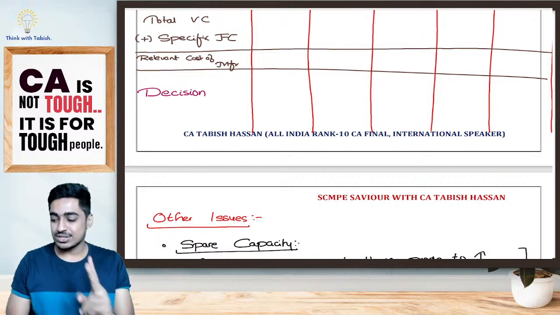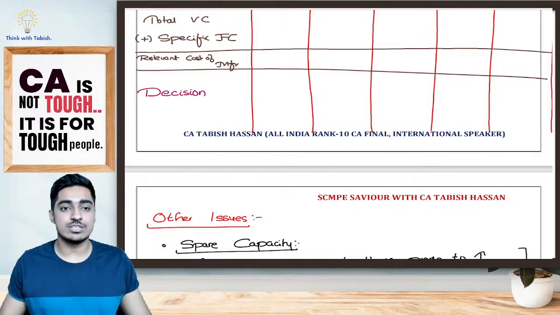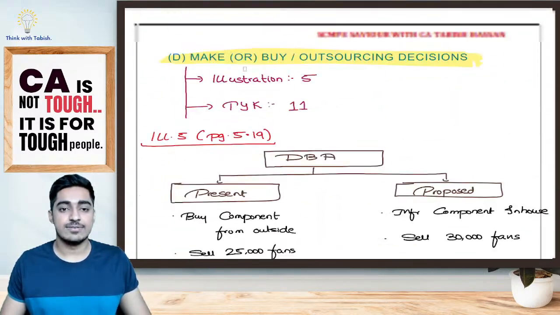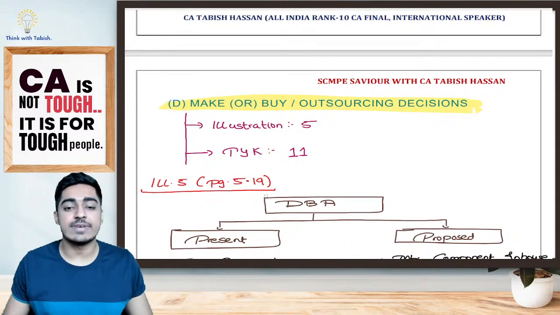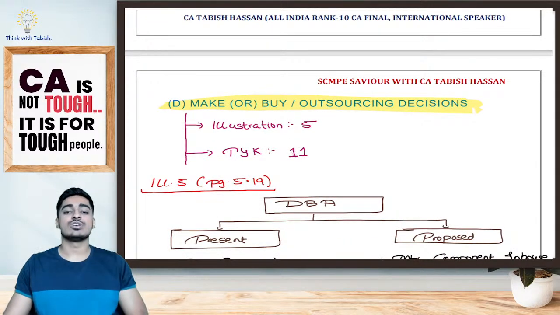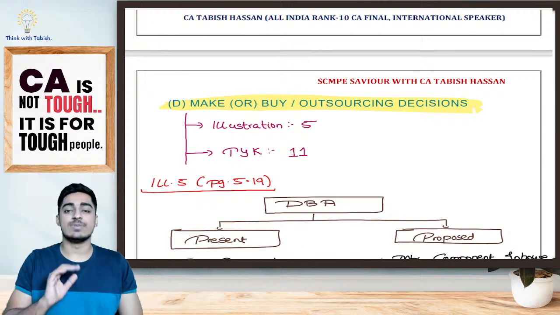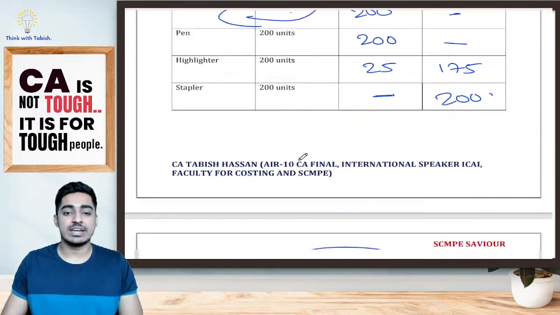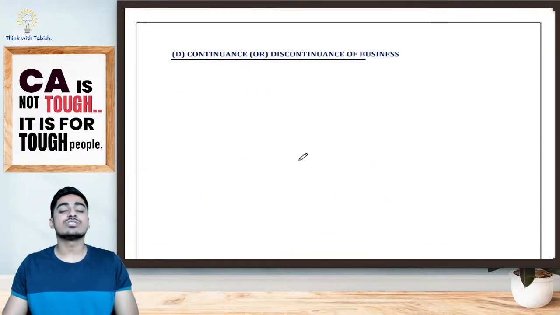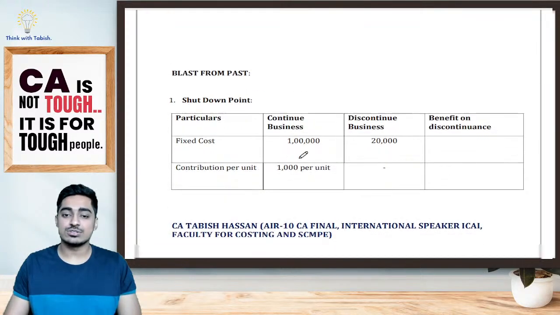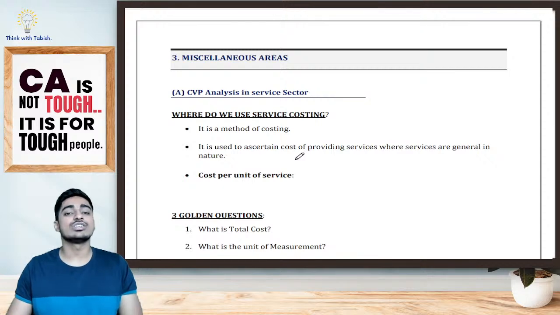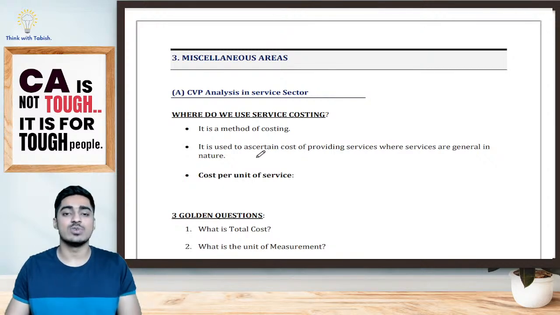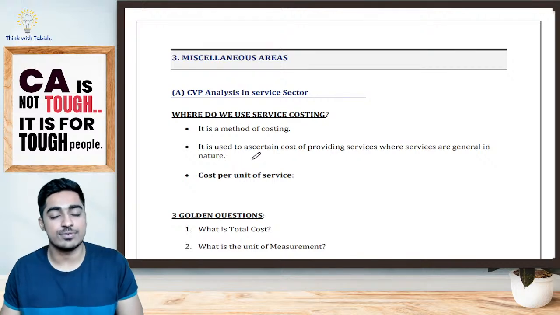So we have two questions on this. If you want, you can try them yourself, or else tomorrow we'll do it. What are the two questions? We have illustration number 5 and test your knowledge question number 11 based on the make or buy outsourcing decision. Yes, we'll do that tomorrow. And tomorrow the balance concept that we have is continuance or discontinuance of business. That decision also we will take. With that, all the short-term decisions will be over. Next, we'll be having the miscellaneous areas. The miscellaneous areas also we will be covering tomorrow. Tomorrow morning, we'll finish off all these things.